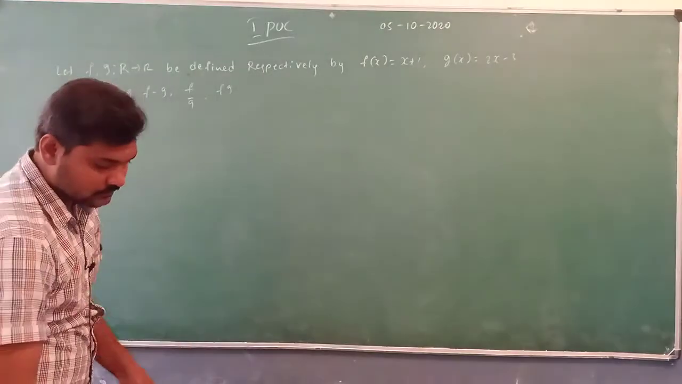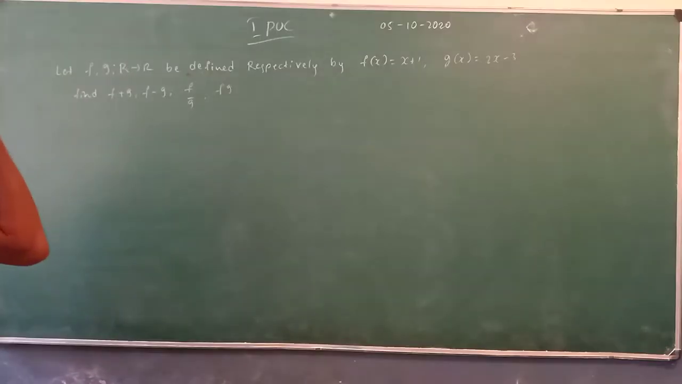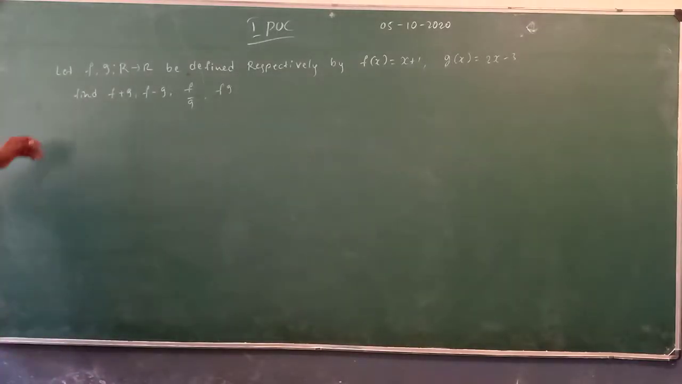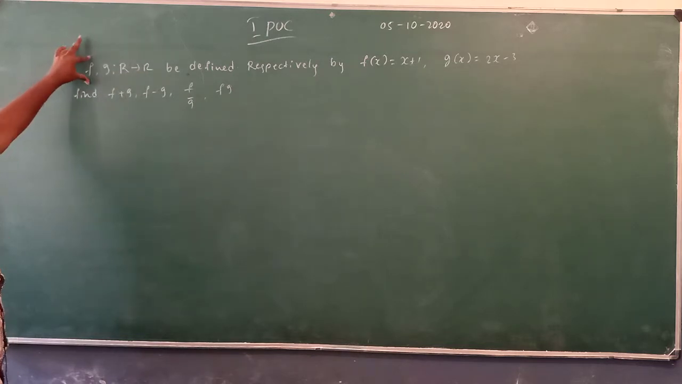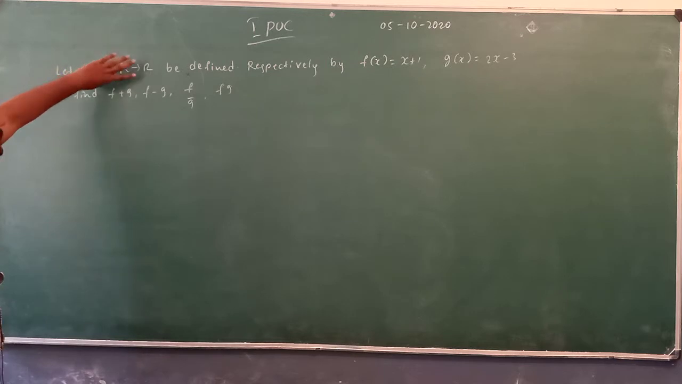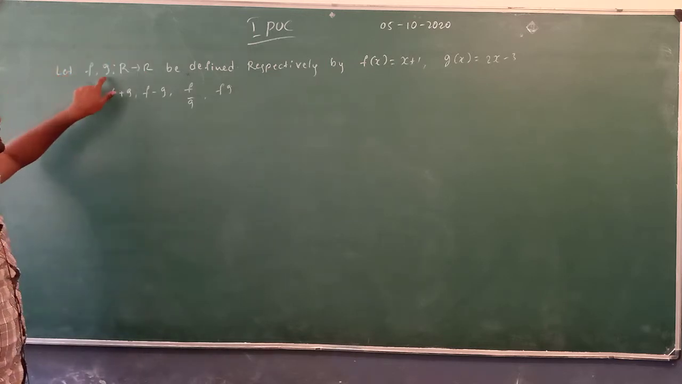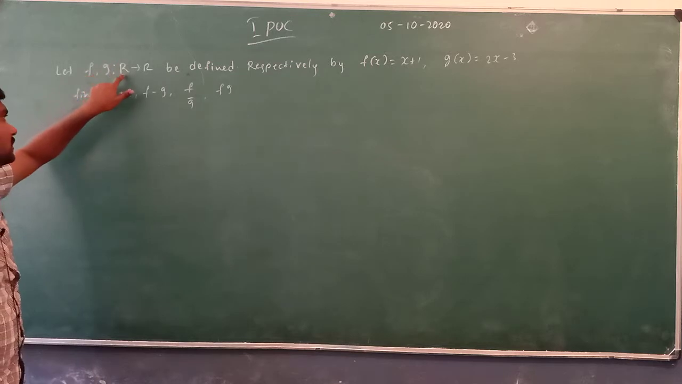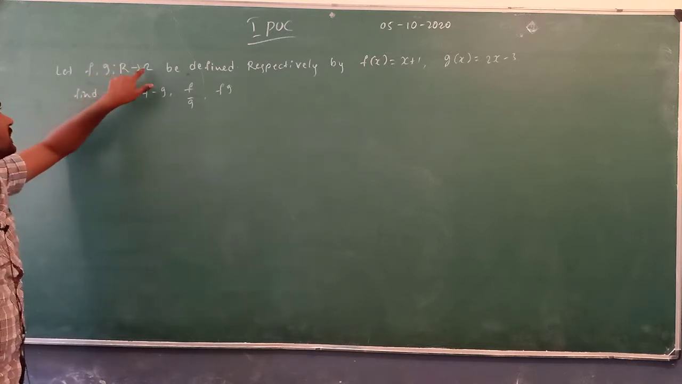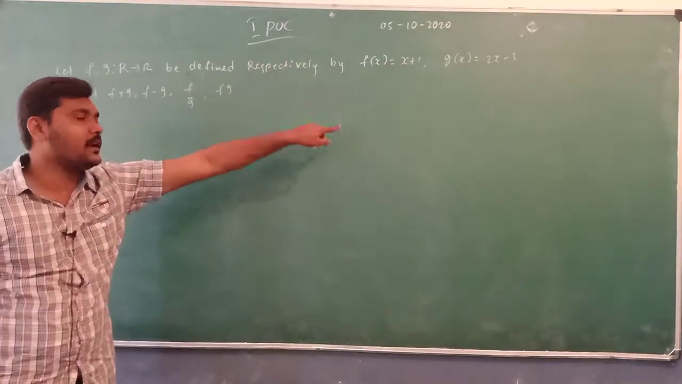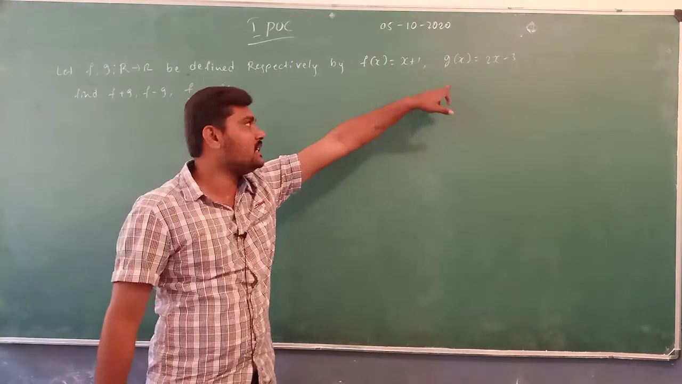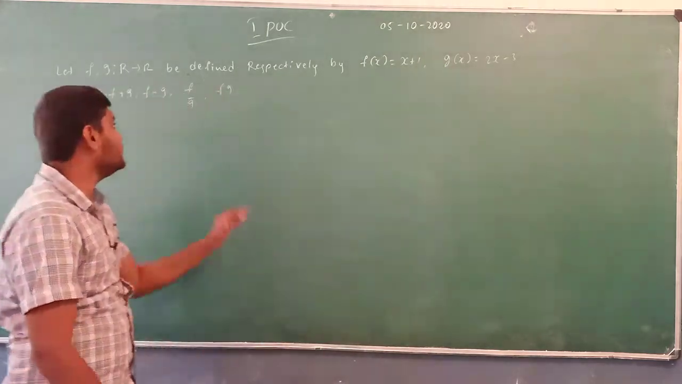fg. So here they have defined the function f, g from R to R. f is also defined from R to R, means in the function f, the domain is going to be the set of real numbers as well as the codomain is going to be the set of real numbers. When we consider g, here also the domain is the set of real numbers as well as the codomain is also the set of real numbers. Then they are defined respectively by f of x is equal to x plus 1 and g of x is equal to 2x minus 3. We need to find these four things.